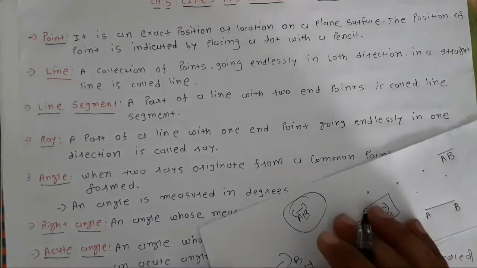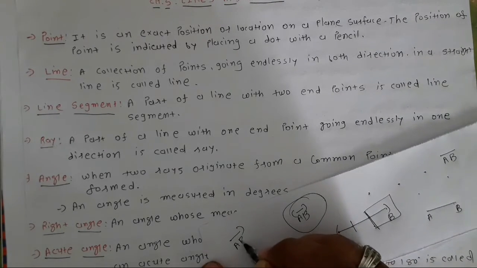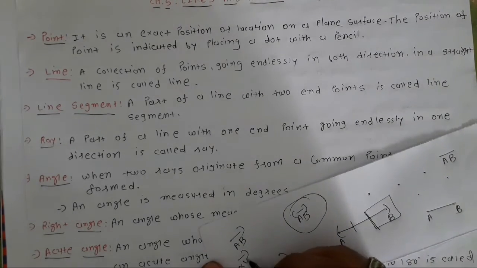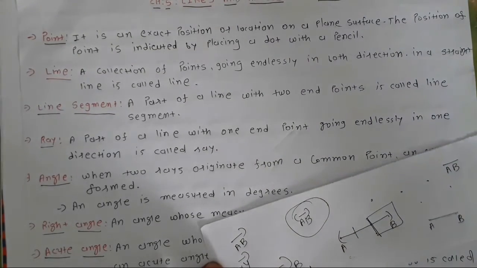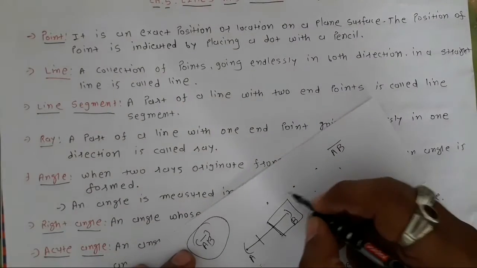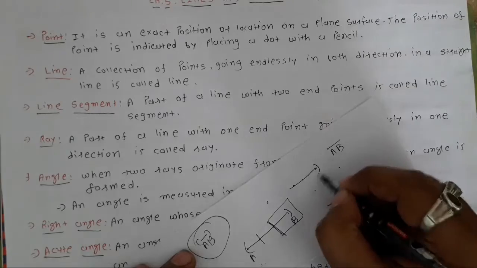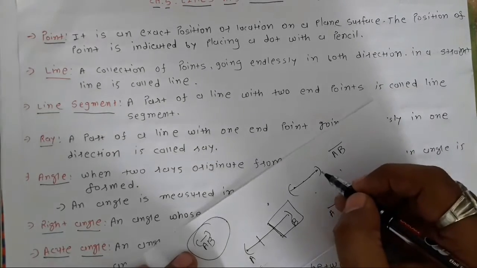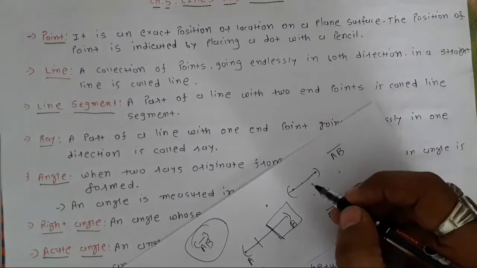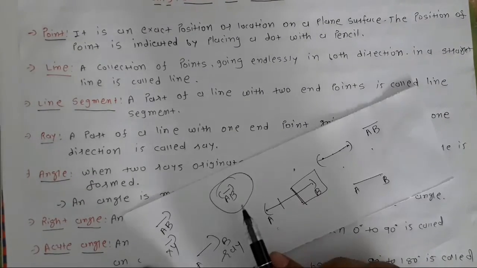How do we represent a ray symbolically? Here we can write ray AB or ray XY, whatever the nomenclature or variables given. Now, this is what we have studied till now. This one is a point. If I join these points, then it will become a line. The length of a line cannot be measured as its end points are not fixed, and symbolically we can represent the line as line AB.